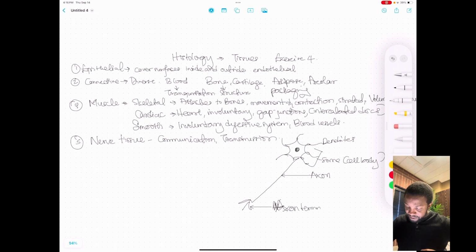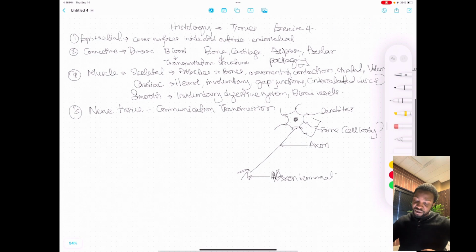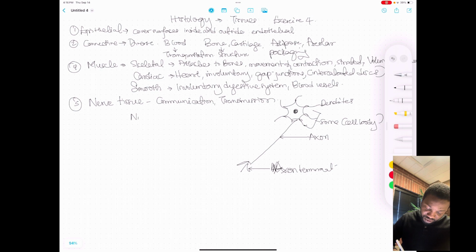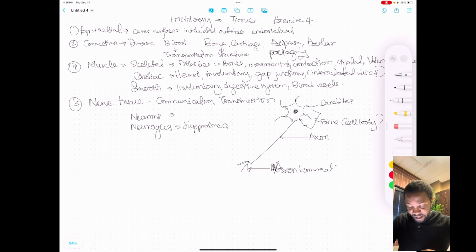Axon terminal. Okay, so that's nerve tissue. Nerve tissue is divided into neurons and neuroglia. Neurons are the communicating part, while neuroglia are supportive cells. When we get down to that chapter, we'll talk more about it in detail. Okay, so these are the 4 major types of tissue.